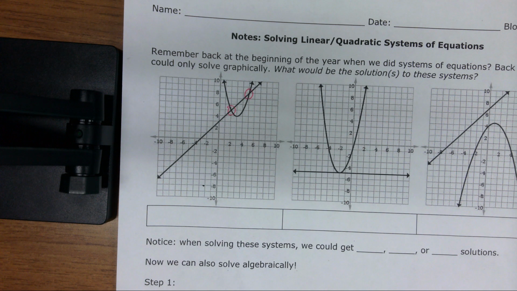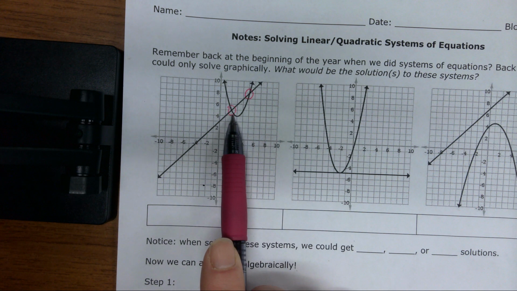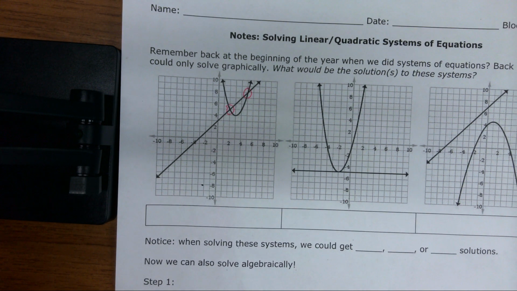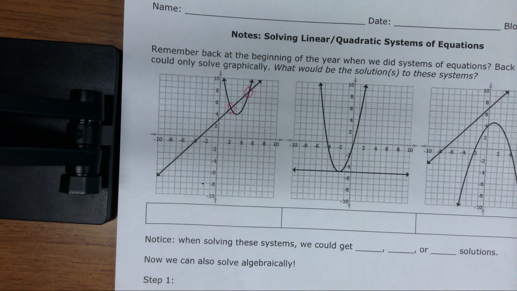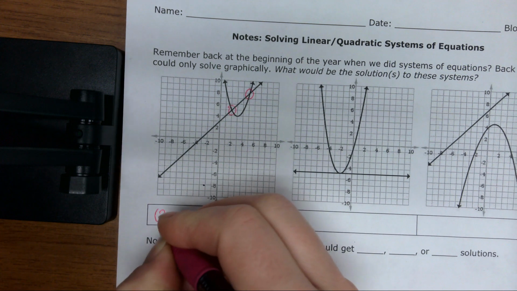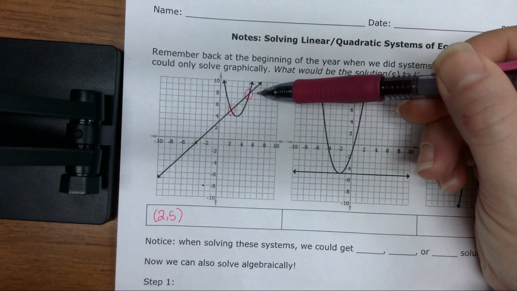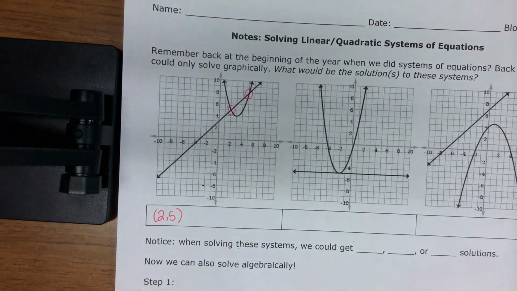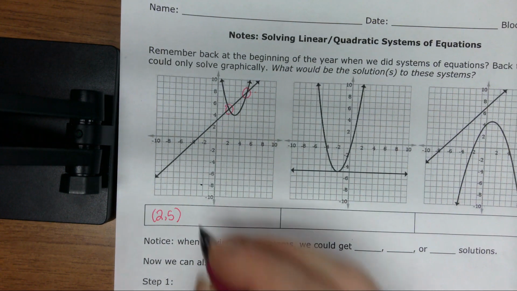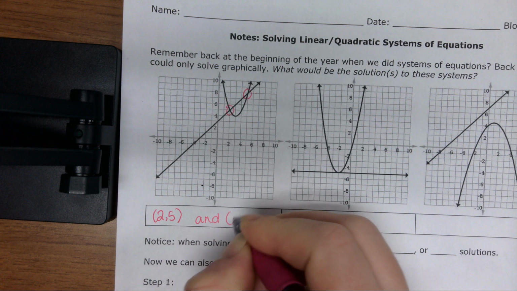And so in this case, I think we probably can see what the ordered pairs are. What does it look like this ordered pair is to you? 2, 5. It looks like 2, 5 to me as well. So one of the ordered pairs would be 2, 5. What about this one? And 5, 8. That's what it looks like to me as well.